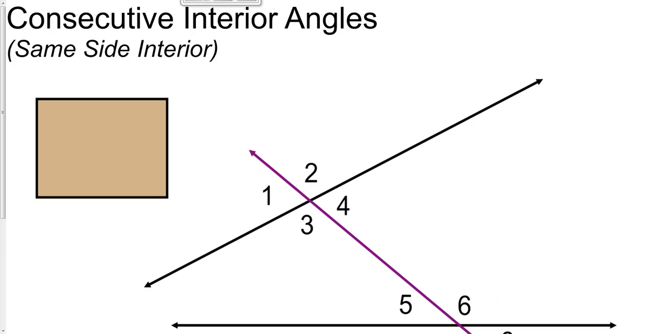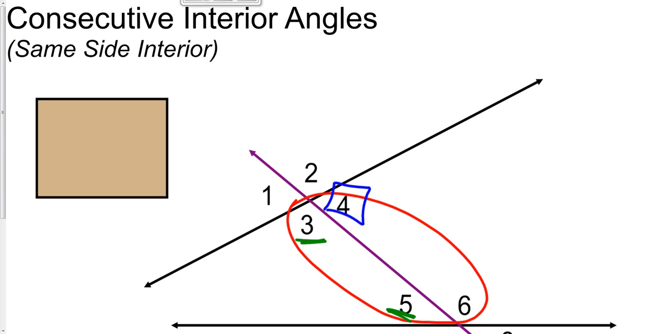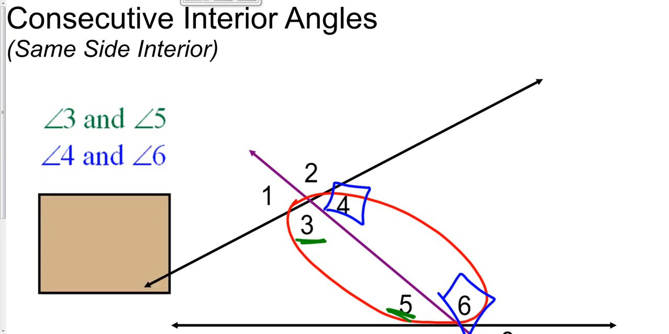Now we have consecutive interior, or sometimes it's referred to as same side interior. Consecutive means like in a row. So they're going to be on the same side of the transversal, and they're on the interior. So once again, 3, 4, 5, and 6 are on the interior. So the same side, that's going to be 3 and 5, and it's going to be 4 and 6. Those are those relationships, consecutive interior or same side interior, 3 and 5, and 4 and 6.